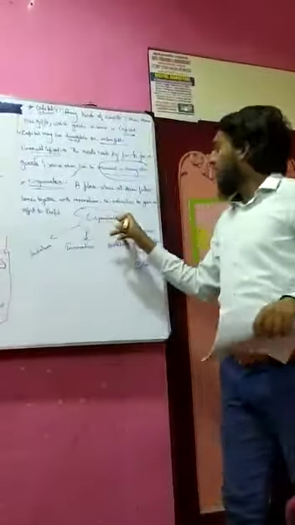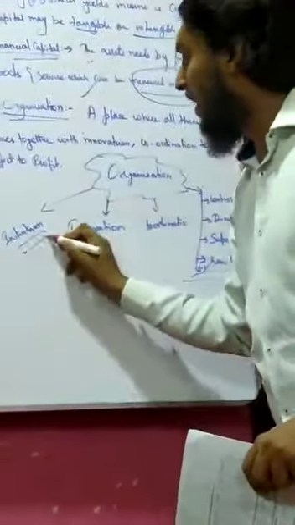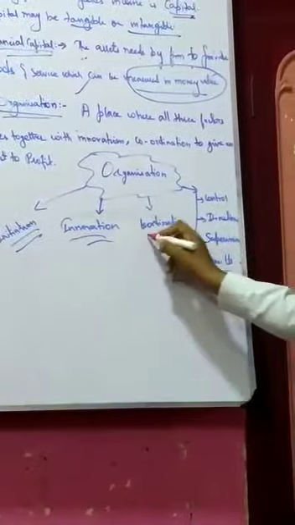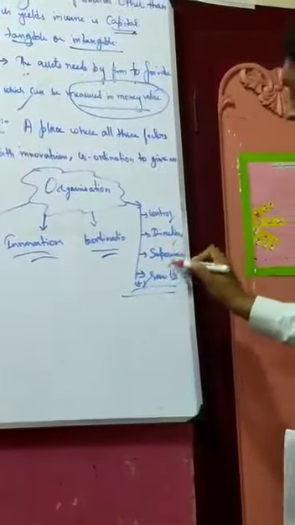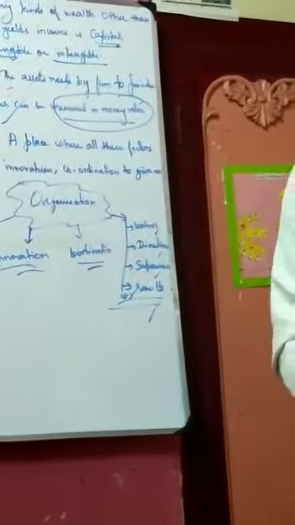Okay? Let's see some of the features of an organization. It's initiation, innovation, coordination, control, direction, supervision and results. One by one we'll go through it.